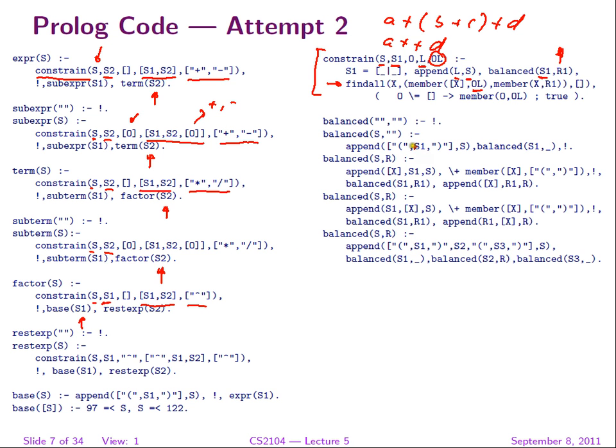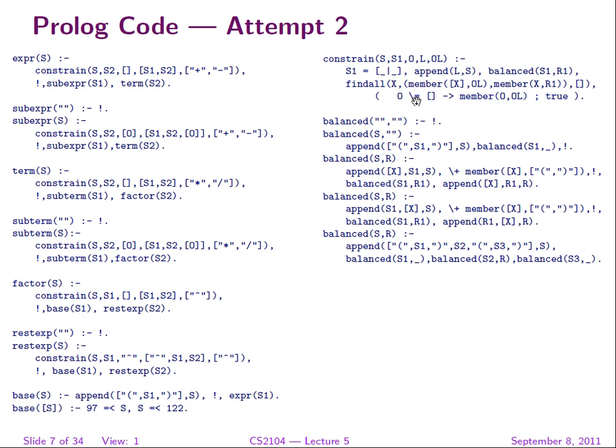Okay? And also, we're going to say that this O, which appeared here, right, should be a member of one of these two operators, right? So this is how we say it here. If O is non-empty, you see sometimes it is empty. You see it here being empty. If O is not empty, then we want O to be a member of the OL.